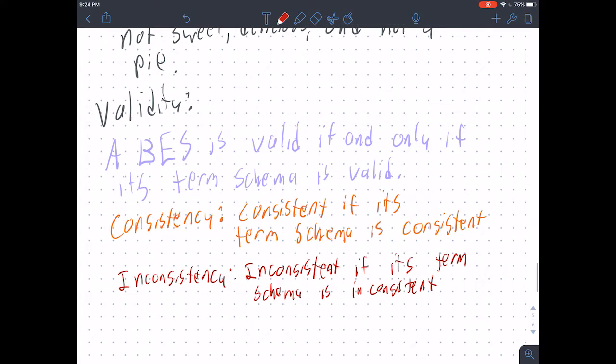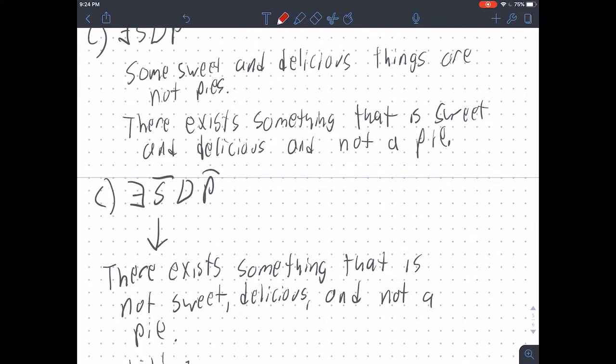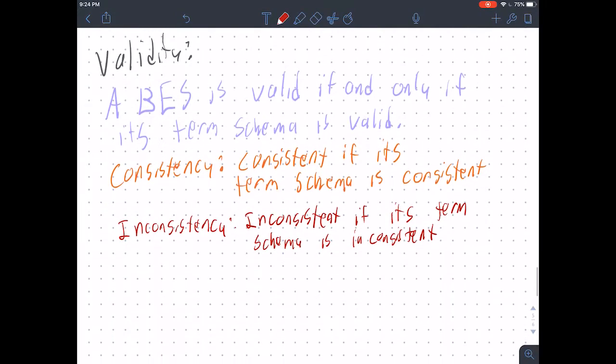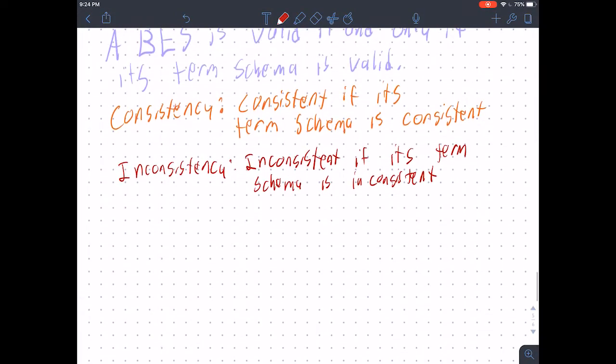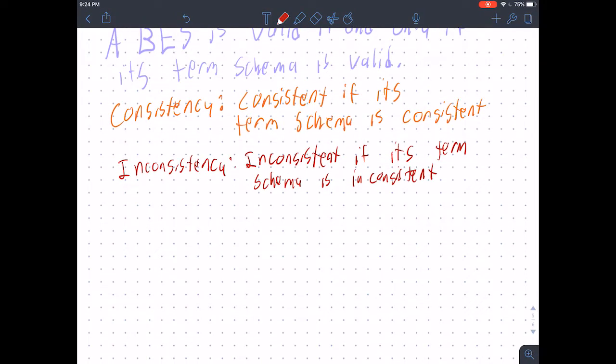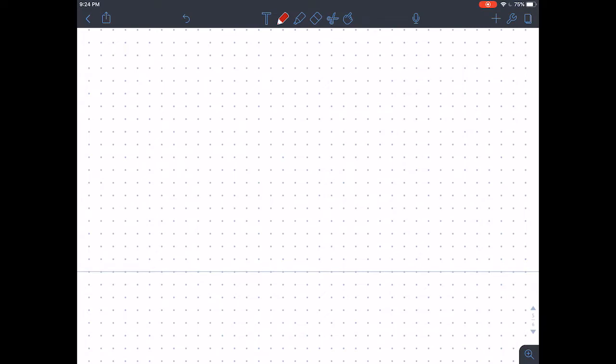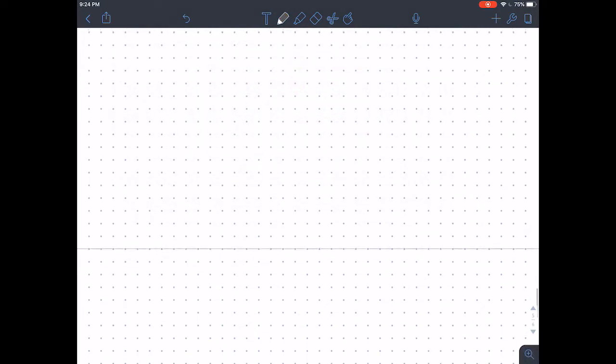Again, nothing surprising here. Just to remind you, in this example, this is the term schema. The term schema is just what you get when you get rid of the backwards E. It's the capital letters and the truth functions. So I'm going to give you some examples so that you can recognize some valid, consistent, inconsistent Boolean existence schemata.